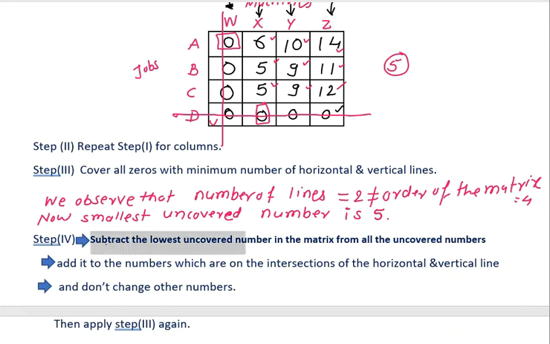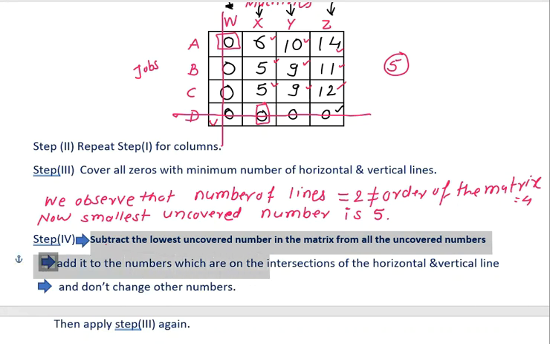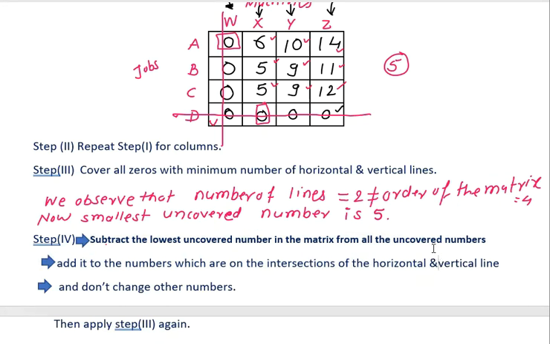Step number 4: subtract the smallest uncovered number in the matrix, which is 5, from all the uncovered numbers. Then add the same number to the numbers which are on the intersection of horizontal and vertical line. And do not change other numbers.